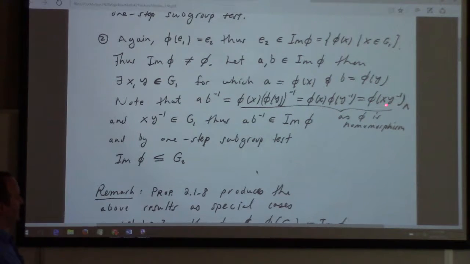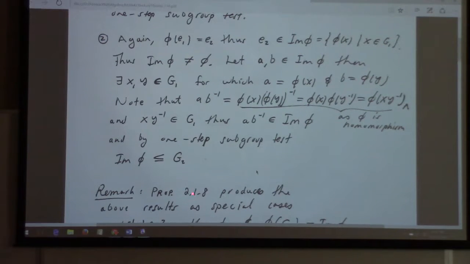That says that AB inverse is mapped to, under phi, by x y inverse, which of course is an element of G1 again, because G1 is a group. Something in the group times something in the group is in the group again. Consequently, that shows that AB inverse is reached by the image of that element. So AB inverse is in the image of the homomorphism. Consequently, by the one-step subgroup test, the image of phi is a subgroup of G2.